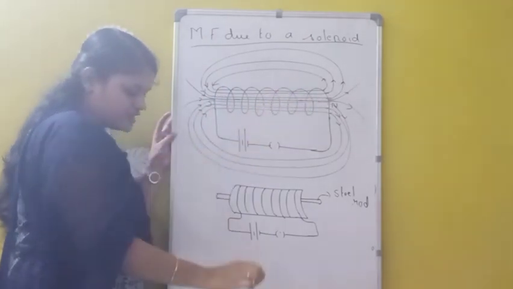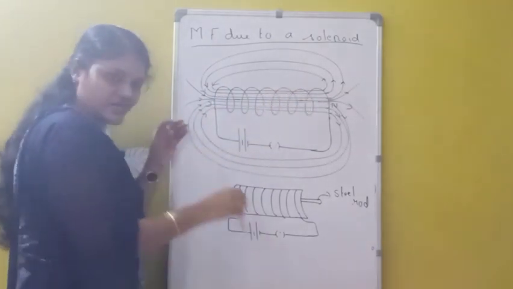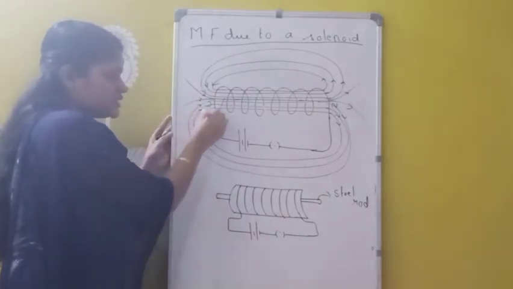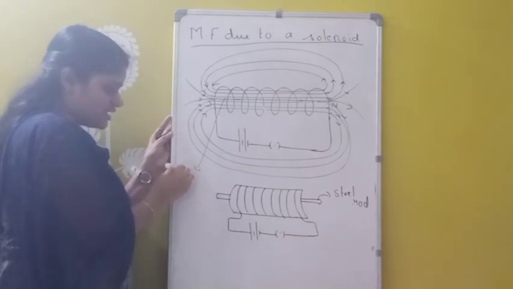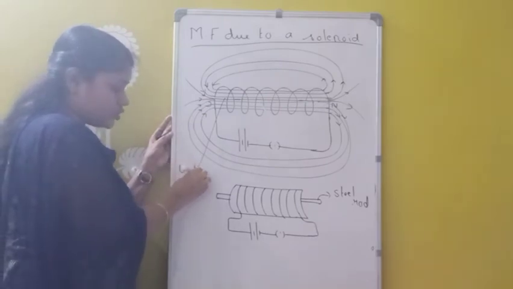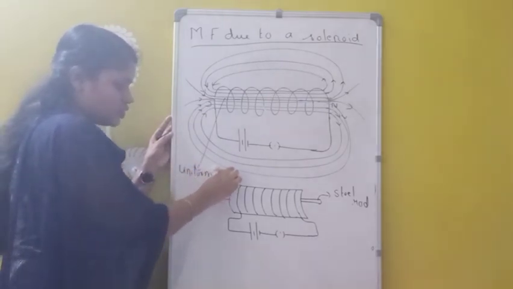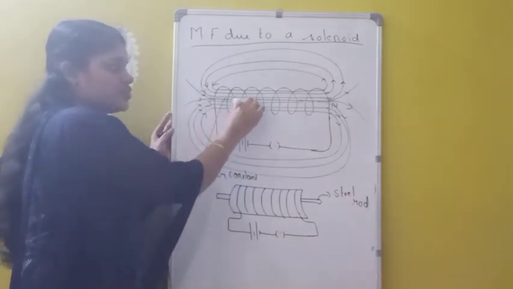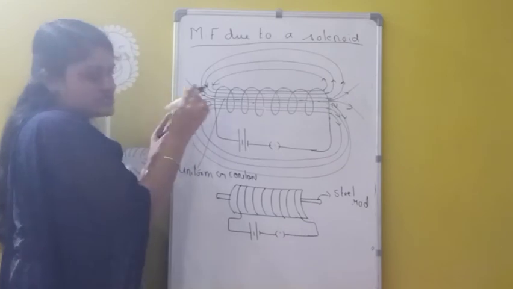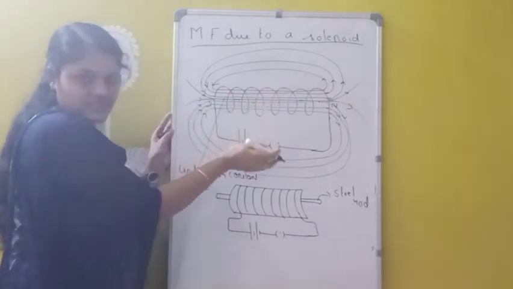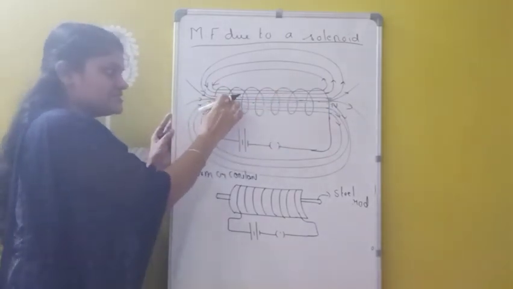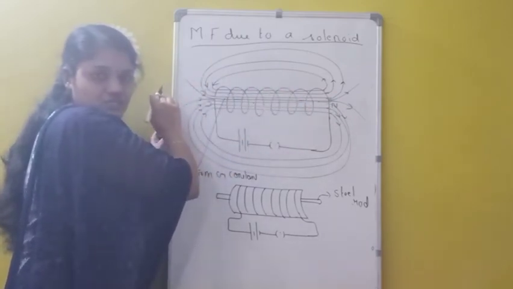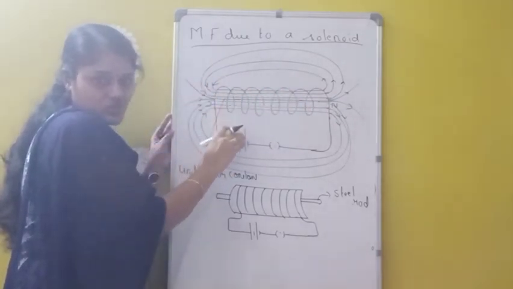I told you, whenever field lines are in the form of straight lines, that shows that the field is uniform. So inside the solenoid, the field is uniform, or we can say constant. That means the magnetic field is the same at each and every point inside the solenoid. Since the field lines are straight lines, the magnetic field is the same at every point inside the solenoid. So the field is uniform or constant inside the solenoid.